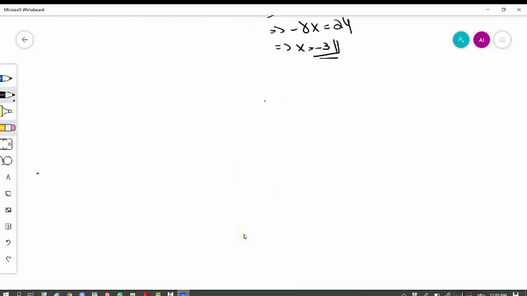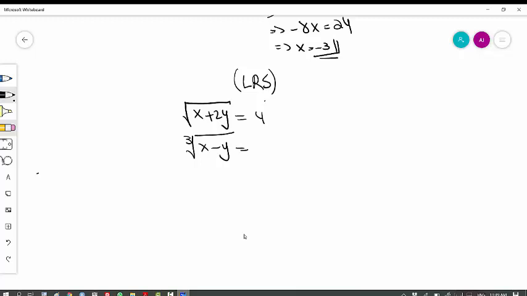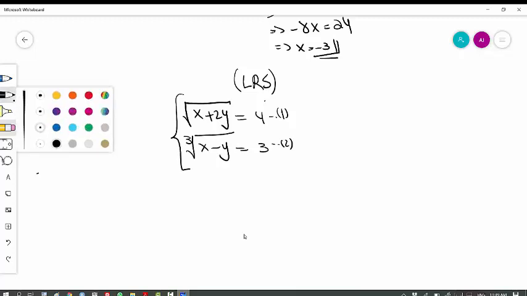The second type of radical equations is the linear radical system. For example, if I have x plus 2y under the second root is equal to 4, and x minus y under the third root is equal to 3. This is the first equation. This is the second equation. With this bracket, we bring them together as a system. And the whole idea here is to transform these radical equations to linear equations.